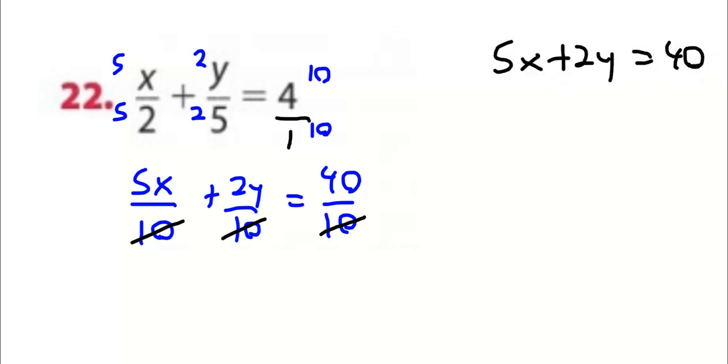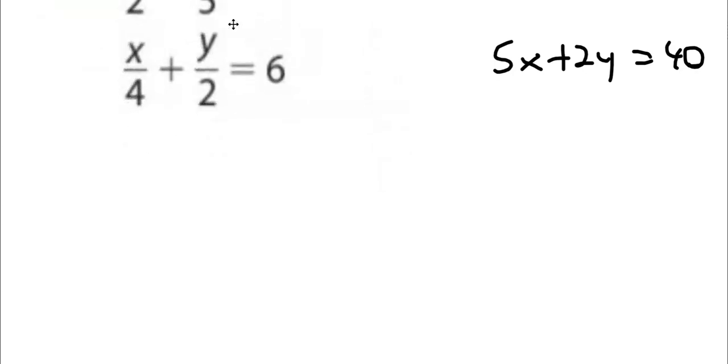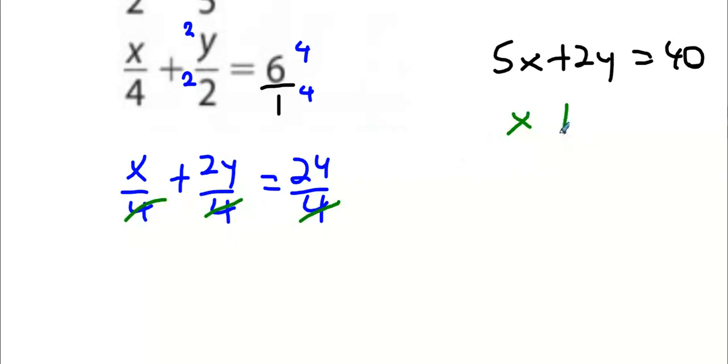Now, that's okay for one of them, but you're also going to have to do it for the other one, because there's two of them that have fractions. In this one here, the common denominator will be 4. So I'm going to multiply top and bottom by 4 for this, top and bottom by 2, and leave this one alone. I'm going to get x over 4 plus 2y over 4 equals 24 over 4. The 4s will cancel, and I'll be left with x plus 2y equals 24.